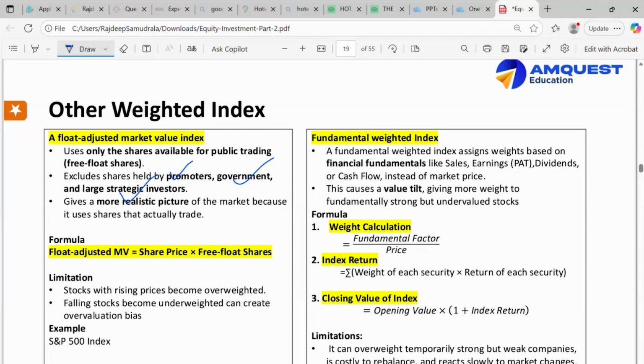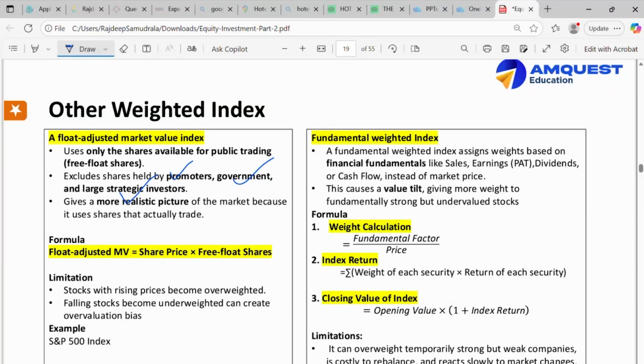It gives a better picture of the market, obviously. Okay, now the formula. Get the market value float adjusted by taking a share price and multiplying it by all the free float shares only. I want to exclude the non-free float shares.